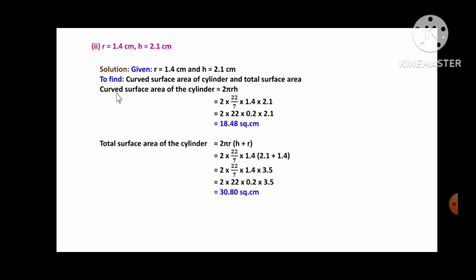Let us see the next problem where r is 1.4 centimeter, h is 2.1 centimeter. Here we know that the given values are r 1.4 centimeter, h is 2.1 centimeter. We have to calculate here the CSA, that is curved surface area, and the total surface area of the cylinder. Now the curved surface area of the cylinder is equal to 2 pi r h. Now substitute the values: 2 into 22 upon 7 into 1.4 into 2.1. So which will be 2 into 22 into 0.2 into 2.1. So the multiplication is 18.48 square centimeter.